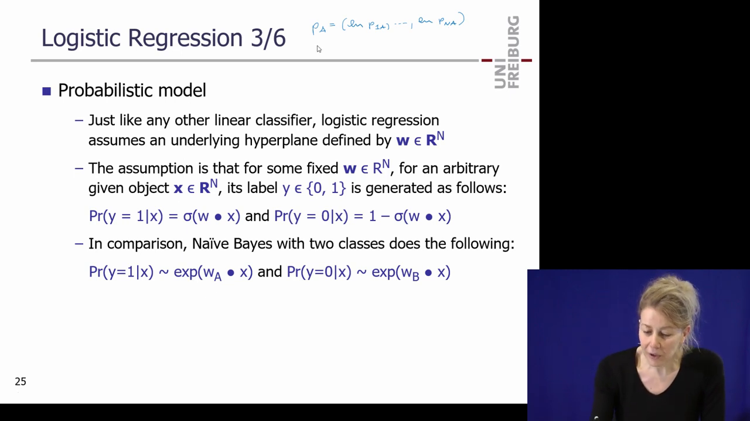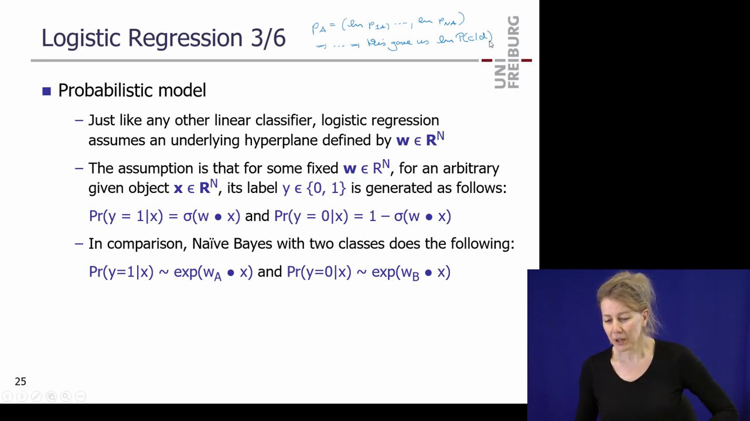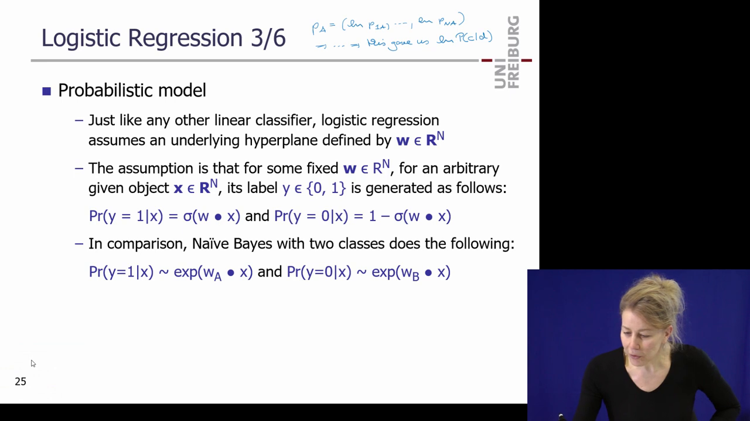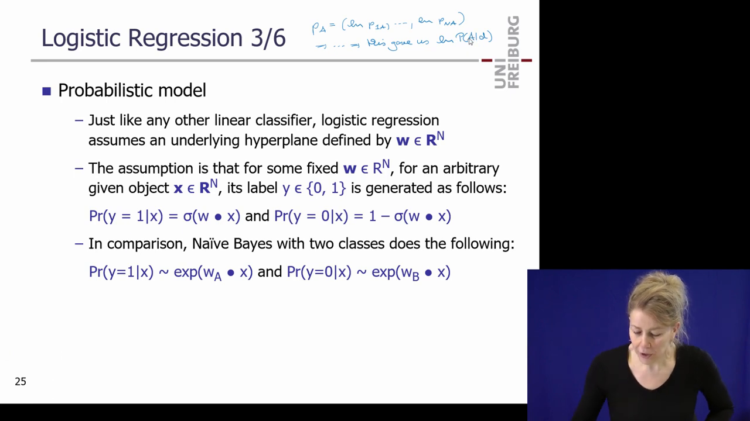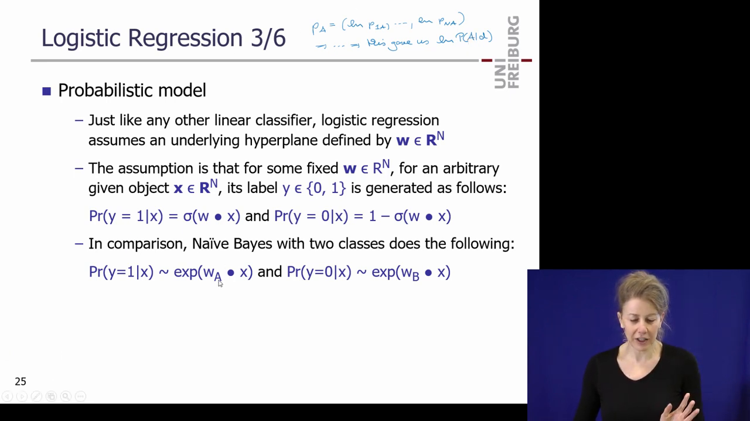This gave us ln of P of class C for a document D, in this case the class is A, how I've written it here. And so if you want the actual probability, then you have to take the exponent again, which means you get something like this for naive Bayes. So instead of taking the sigmoid, you take the exponential function here, and now you have these two things, so there's a probability distribution.